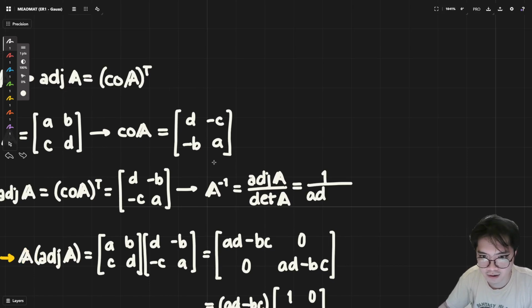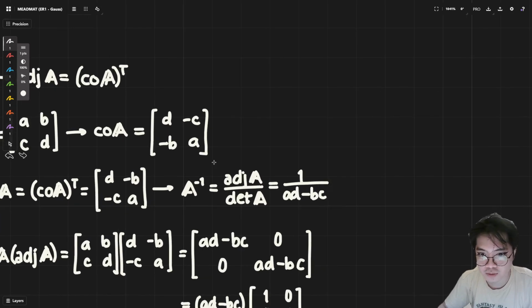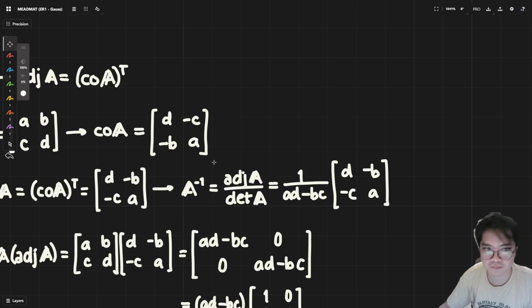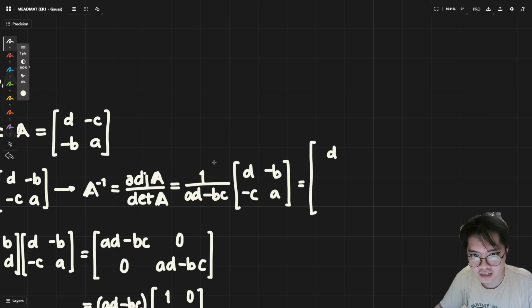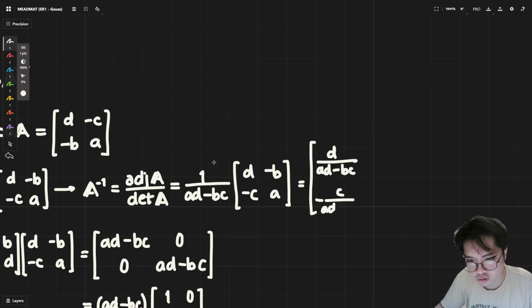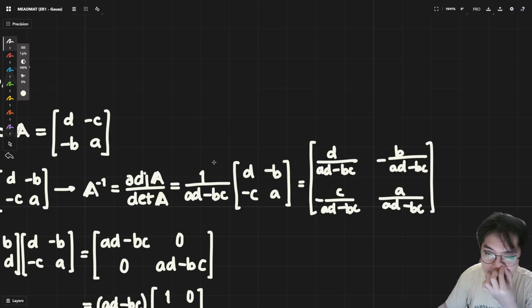AD minus BC. And our adjoint was just the transposed cofactor: D, negative B, negative C, A. And so if you want, we can factor this in, as this is a scalar, just a number. So we can just put it all inside. We will have D over AD minus BC, negative B over AD minus BC, and so on. Suffice to say, this is the inverse to every 2 by 2 matrix that we have available.